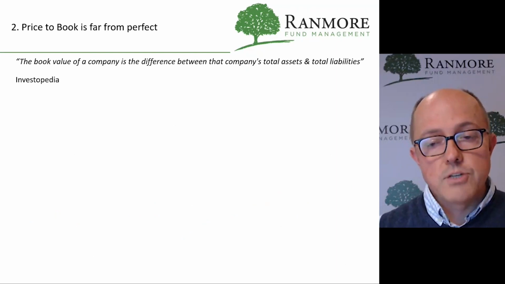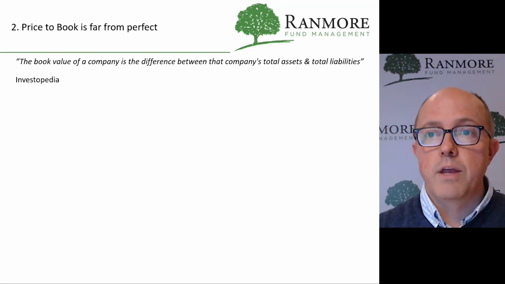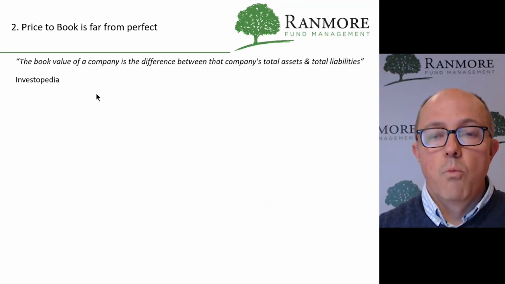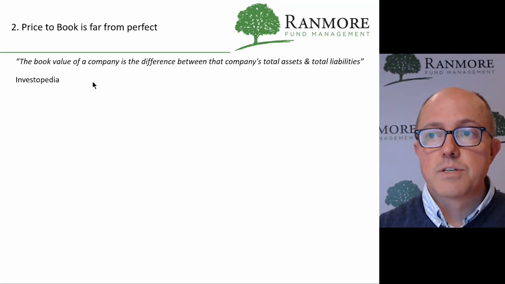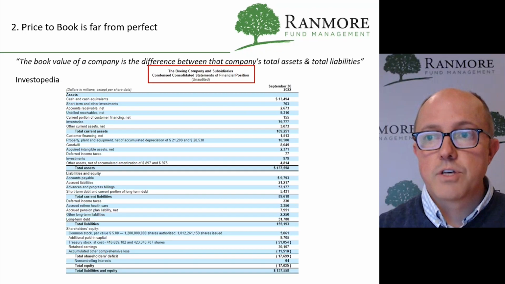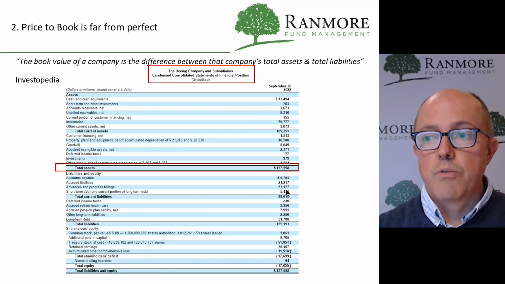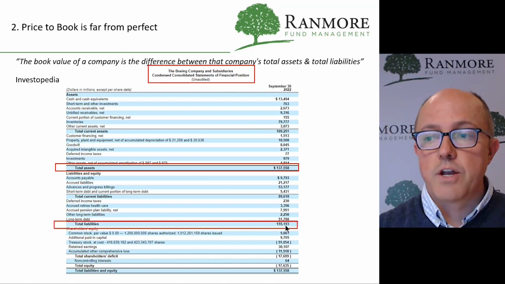Now, price to book, as you saw, which was the common metric, is far from perfect. What is book value? Well, the book value of a company is the difference between the company's total assets and total liabilities. This is from Investopedia. So let's look at a couple of examples. This is the balance sheet of Boeing. And you can see down here, we've got total assets of 137 billion, and total liabilities of 155.